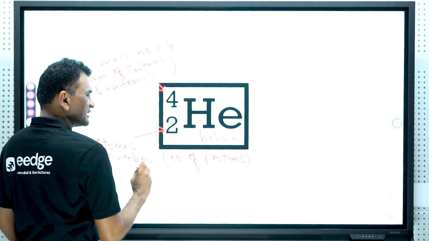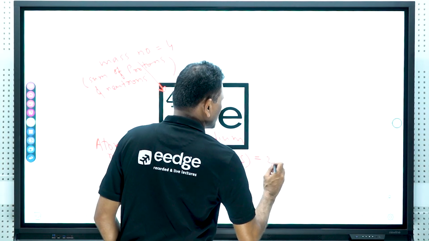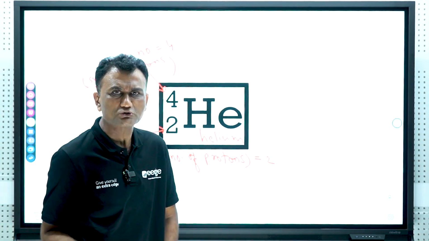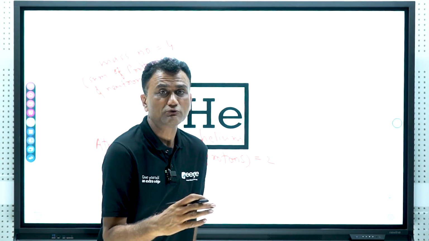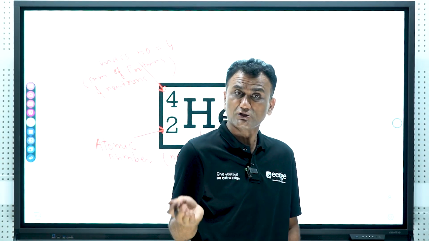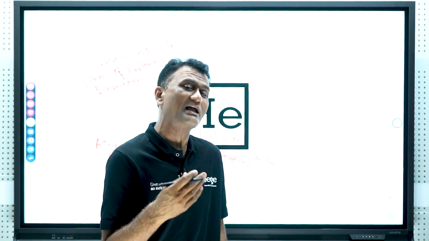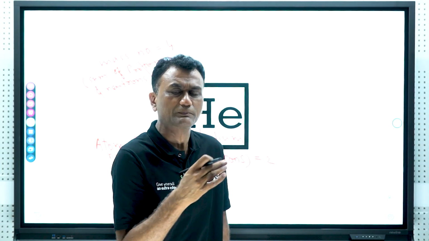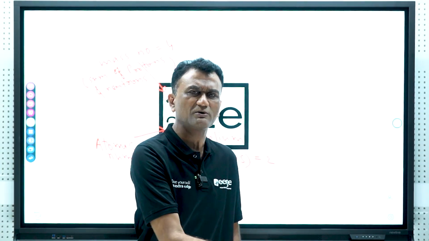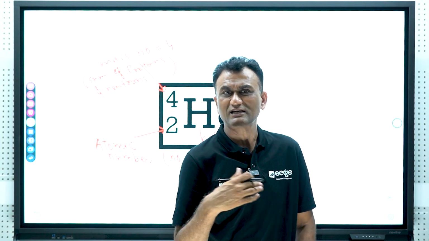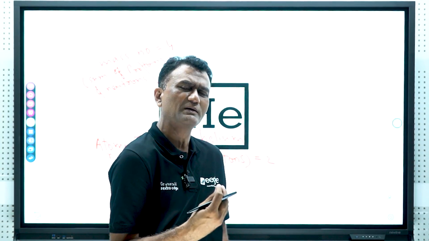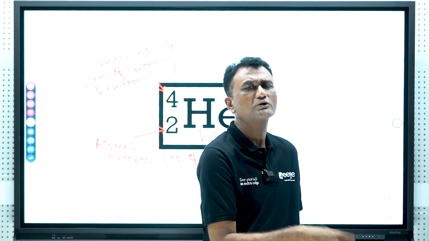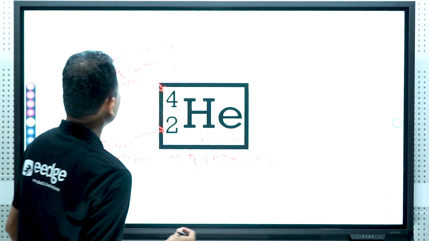So if the number of protons is equal to 2 and the sum total of protons and neutrons is 4, then how will you get the number of neutrons? Very simple. If I give you the total strength of the class and also tell you the number of boys inside the class, then how will you get the number of girls inside the class? Very simple. You just subtract the number of boys from the total number of students. If I tell you the total strength of the class and how many boys there are, how will you get the number of girls? Total strength minus number of boys, right?